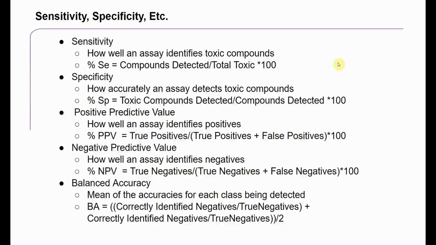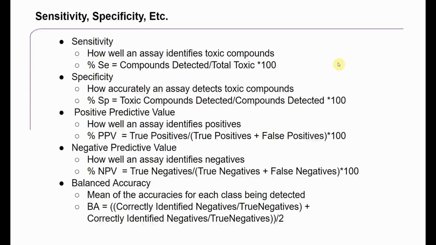Another important and useful one is the balanced accuracy. If you have the accuracy for detecting, let's say, toxic compounds or non-toxic compounds, to get an overall view of the assay, you could take those accuracies for each of those classes and then get the mean of that. And that gives you an idea of how good your assay is at detecting both.